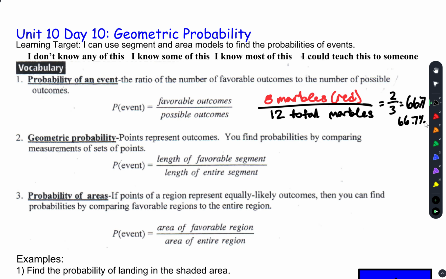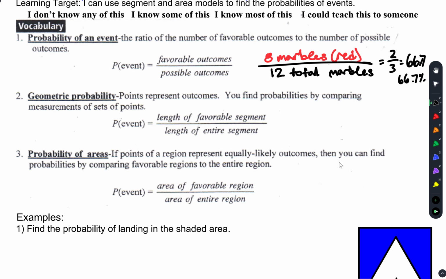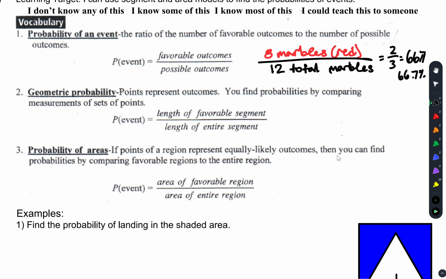66.7% chance that you pull a red marble, right? We've heard probability in this sense before. So what we're going to talk about is the probability of things happening in geometry. Sometimes you will see this in terms of lengths. Most of the time, what we're going to talk about in this unit is the probability of areas, which is this little formula down here.